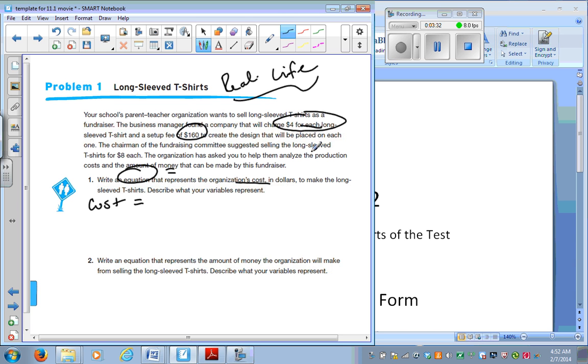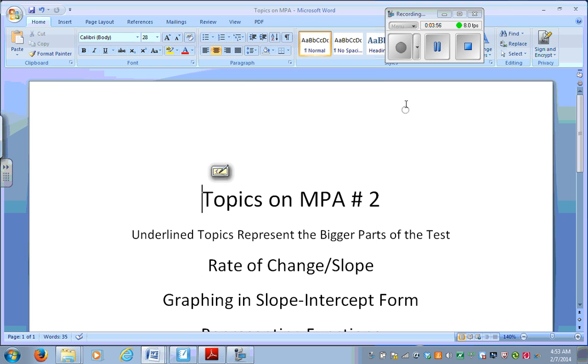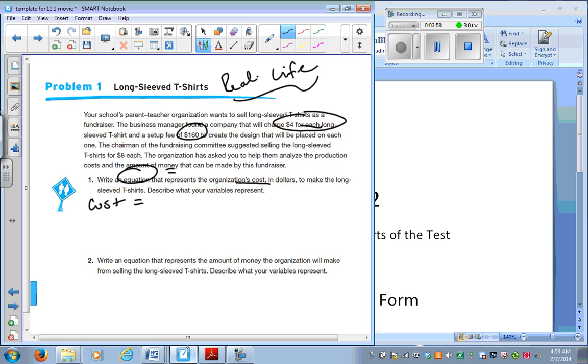So this has to do with the cost of how much it's going to cost you to make these t-shirts. So it says your school's parent-teacher organization. This must be the organization that they're talking about. And I need to figure out what its cost would be. Well, and this is a really good real-life example. A lot of the time when you're making a t-shirt for some kind of a fundraiser, they charge you a setup fee. They charge you a setup fee, and that's what they're talking about right here, this $160.